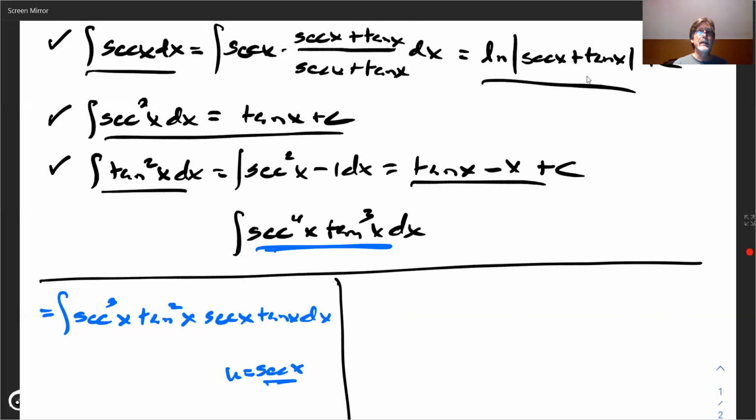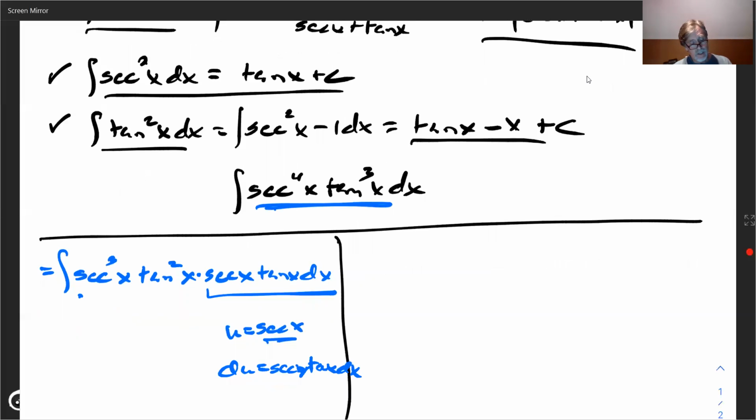Because I took away a secant and a tangent right there, okay? And then the thing is, if I'm going to use the substitution, here is going to be, if I let u equal secant, then du is equal to secant times tangent dx. And that'll be all of that. That means I have to have everything here in terms of just secant, because I'm using let u equal secant. And can I do that?